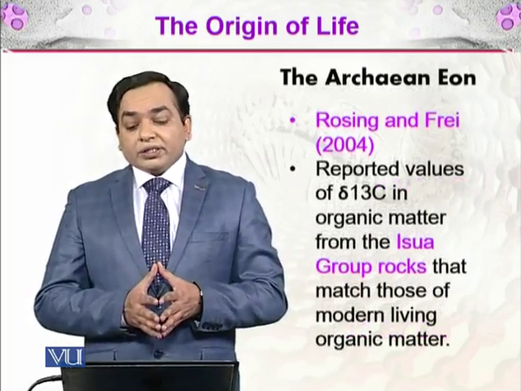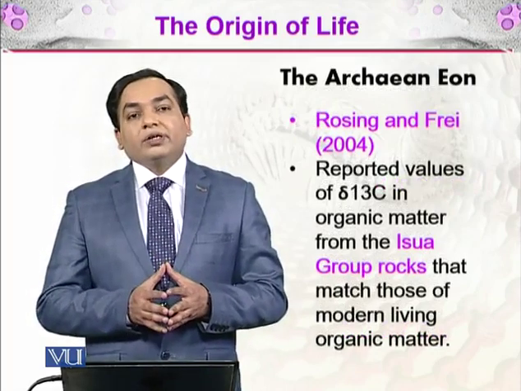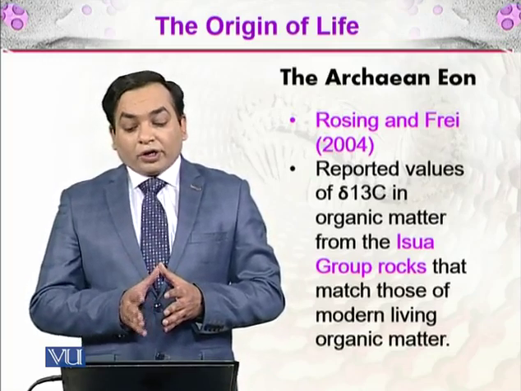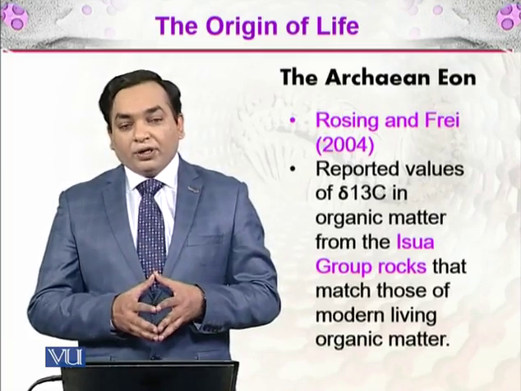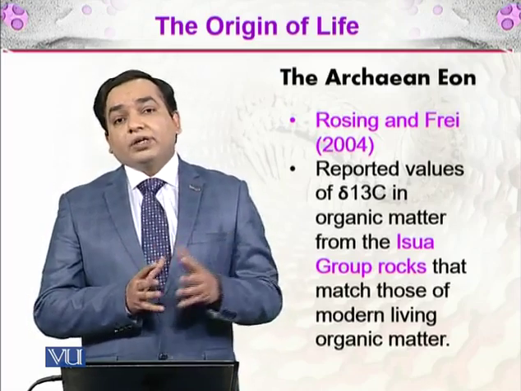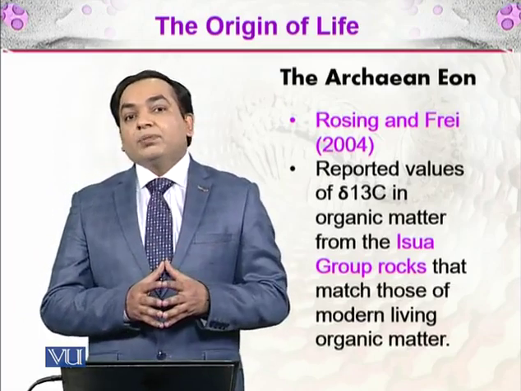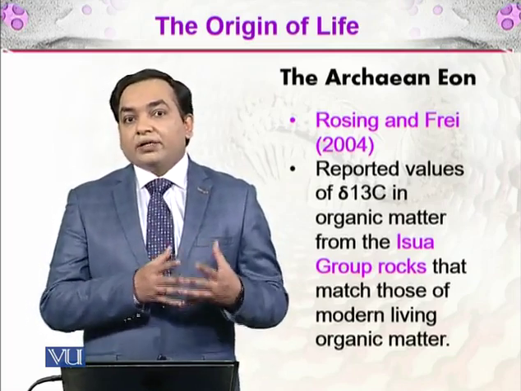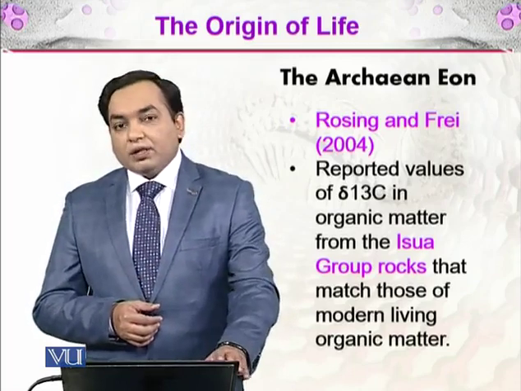There were two scientists named Rosing and Frei. In 2004, they reported that the value of carbon isotope 13 in organic matter from the Isua group rocks matches that present in our modern life's organic matter. So where did that organic carbon come from? It is hypothesized that it came from the planktons, right? The photosynthetic planktons were present at that time, who photosynthesized and incorporated carbon in their bodies with the help of sunlight.